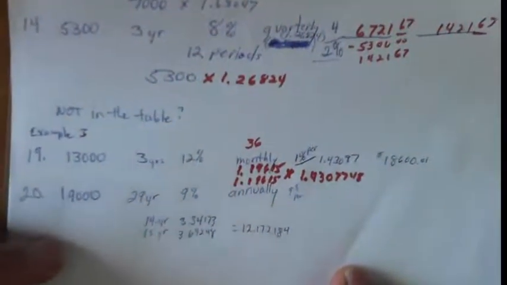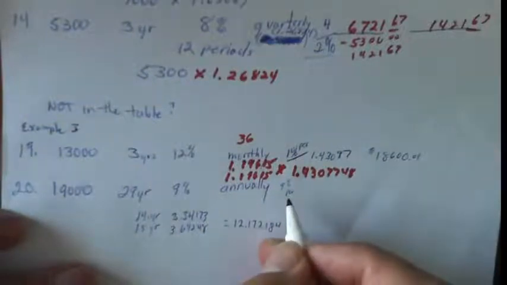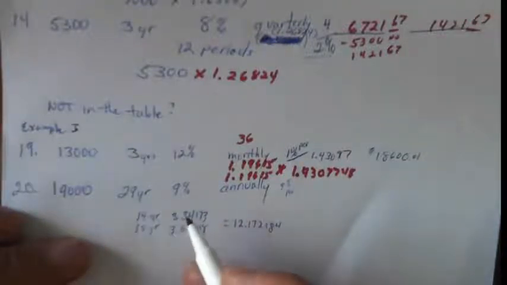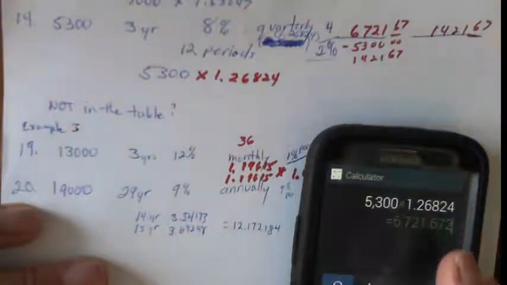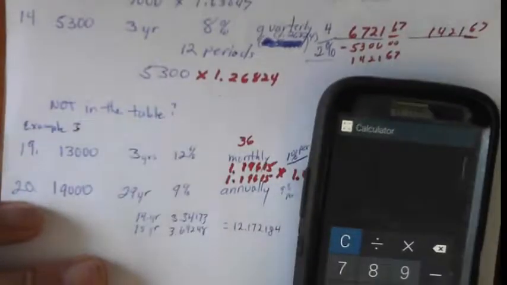So number 20 annually, so it's 9%. We need 29 years. So you can do any combination. You can do 12 and 17 or 20 and 9. It doesn't matter. I picked 14 and 15 because it seemed to be about half. And so in the table then, I came up with 3.34173 and 3.6248. You multiply those together and you get 12.172184. Okay, so once you have that, your new table amount, you just simply do your multiplication.